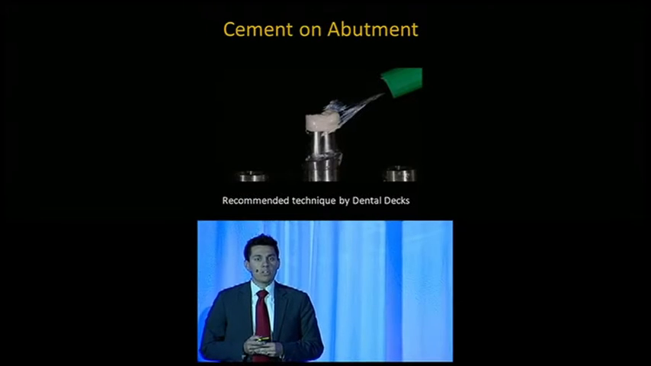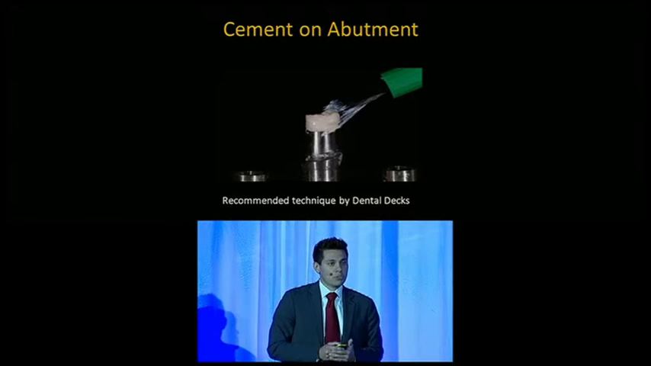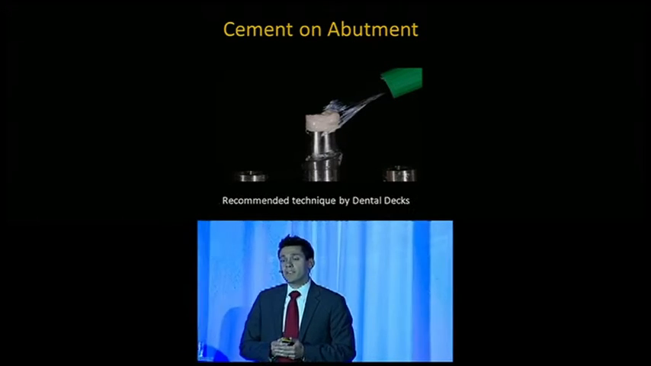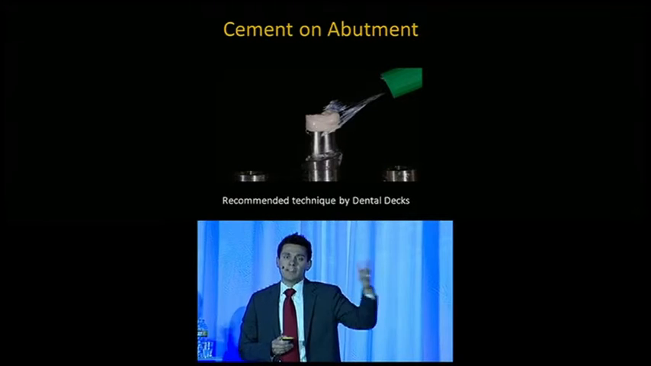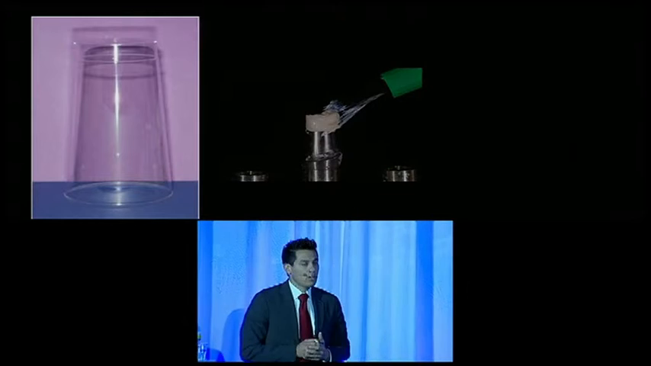The first technique we'll look at is what's recommended by the dental decks. Remember those decks we studied for our national boards? They recommend placing cement on top of the abutment, then taking your empty crown and seating it on top of it. So let's look at how that reacts.